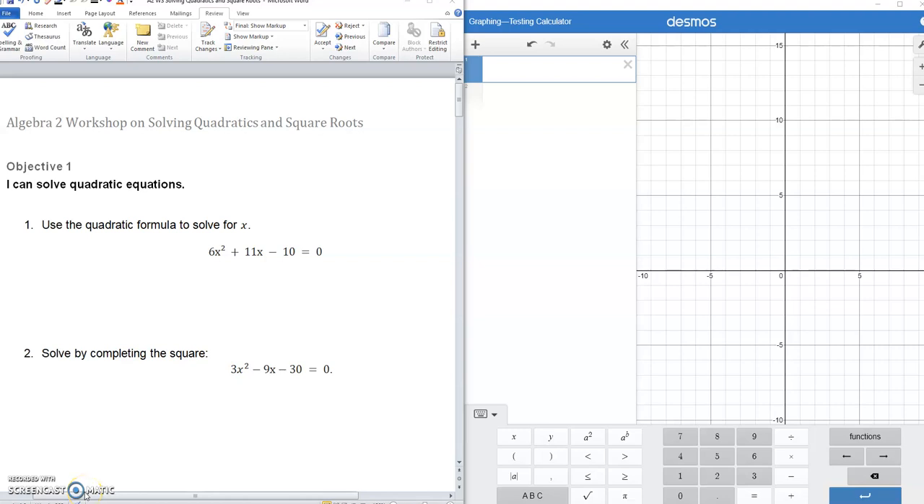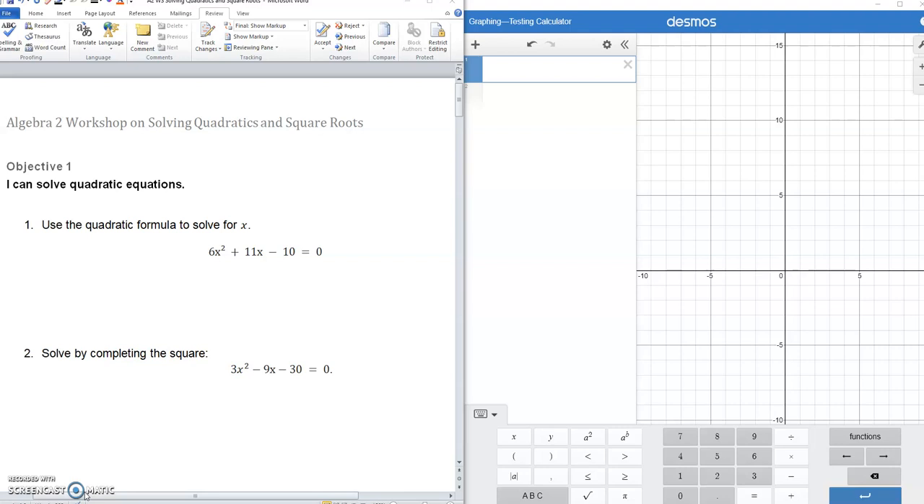Alright, welcome back everyone. Today we're going to discuss solving quadratics and square roots. This is going to be a workshop which has 4 objectives. Let us have objective number 1. I can solve quadratic equations.